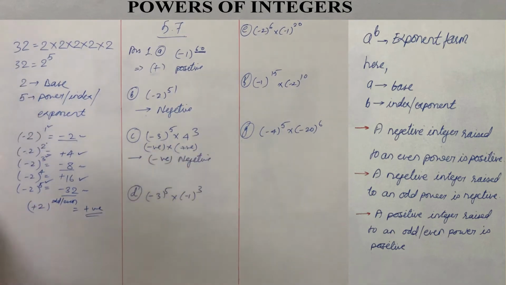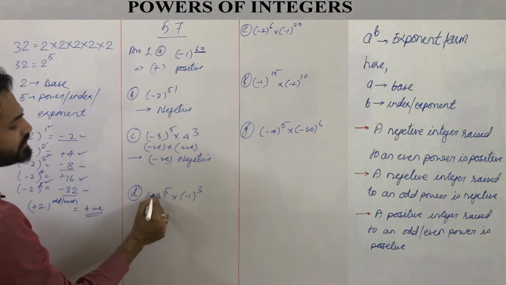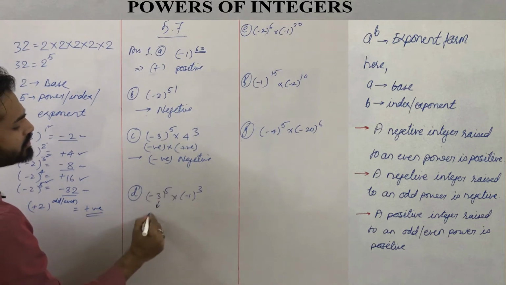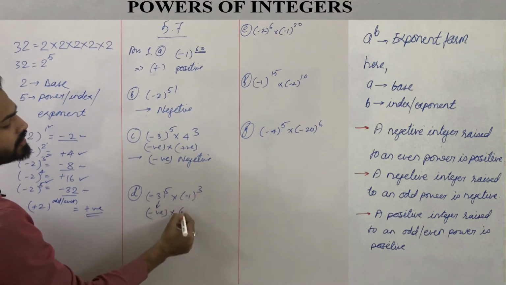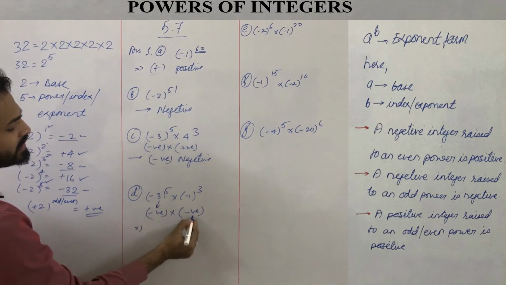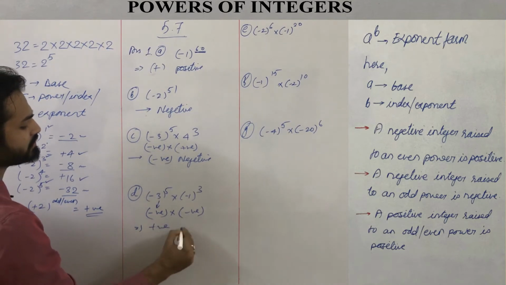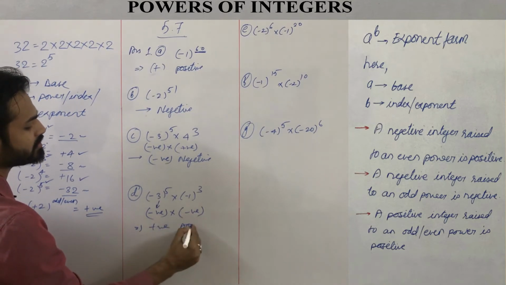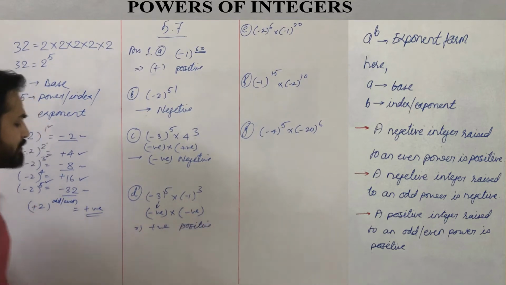Next, minus 3 to the power of 5 into minus 1 to the power of 3. So the first integer is a negative integer with odd power. Negative with odd means negative, multiplied by again negative with odd. So negative integer with odd power, negative. And finally multiplication of a negative number and a negative number will be positive. So the final answer is positive.